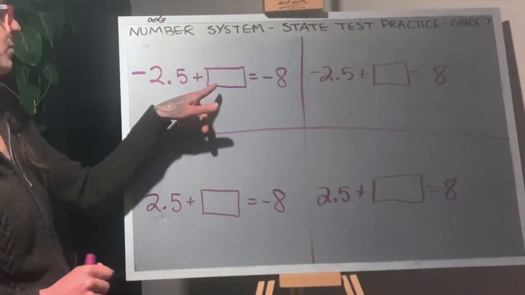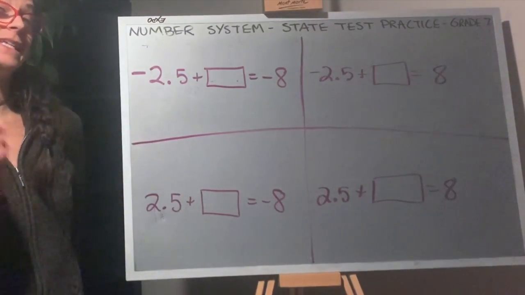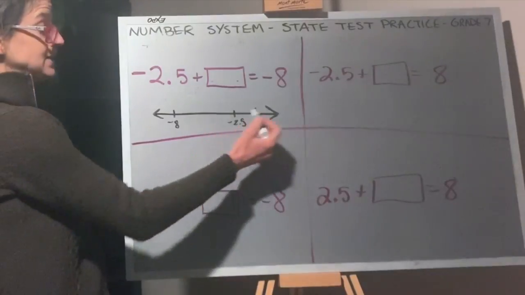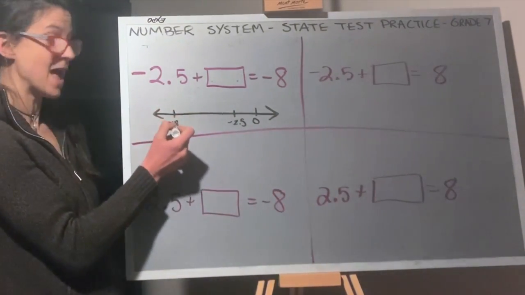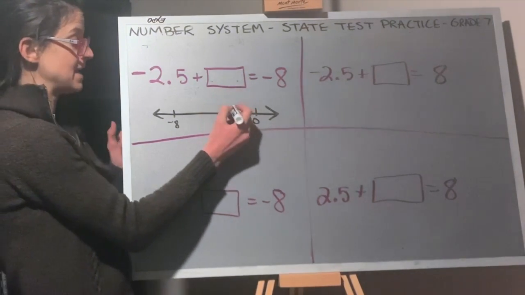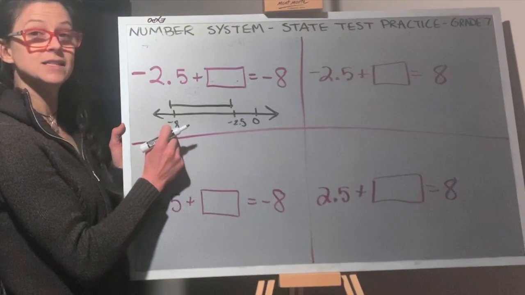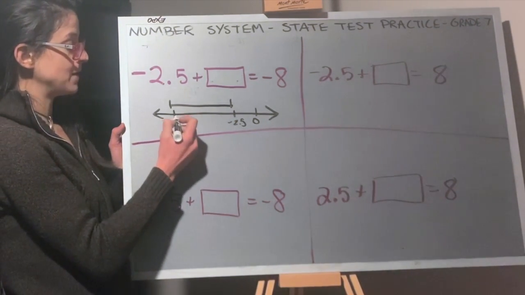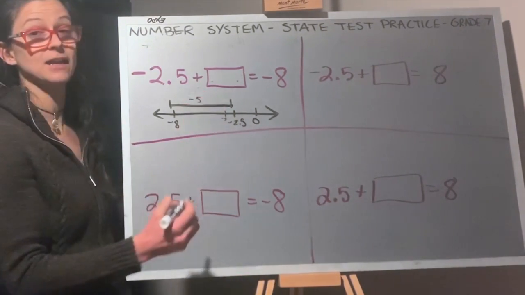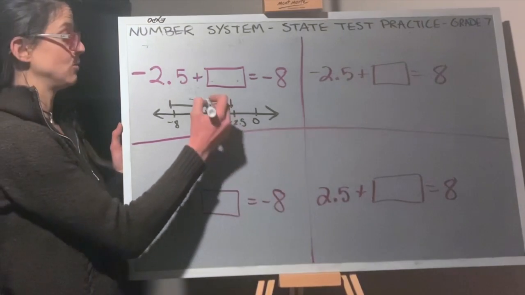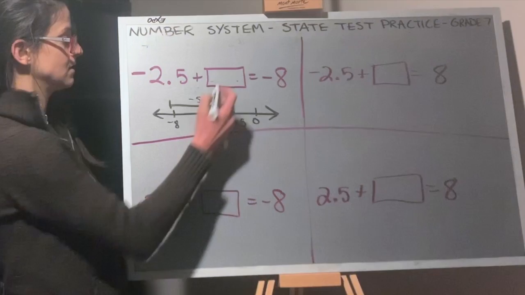Negative 2.5 plus what equals negative 8? What do I add to negative 2.5 to get to negative 8? I do not need to cross over 0. I'm staying in the negative range. So if I'm starting negative and I'm ending negative, I'm going to be adding a negative number. What is the distance from negative 2.5 to negative 8? Well, I know from negative 8 to negative 3 is going to be negative 5, and then I need that additional 0.5 to get from negative 2.5 to negative 8.